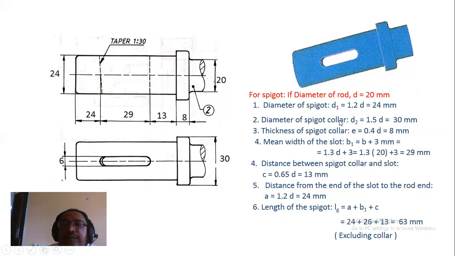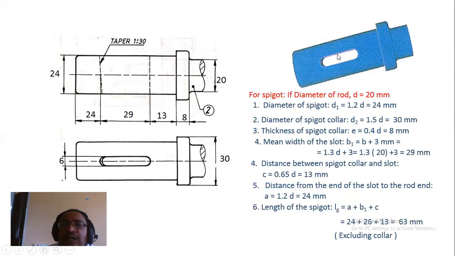And the diameter of the spigot collar, this one, is 1.5D. It is 30 mm. The thickness of the spigot collar is 0.4D, that is represented by the letter e. It is 8 mm. And the mean width of the slot.